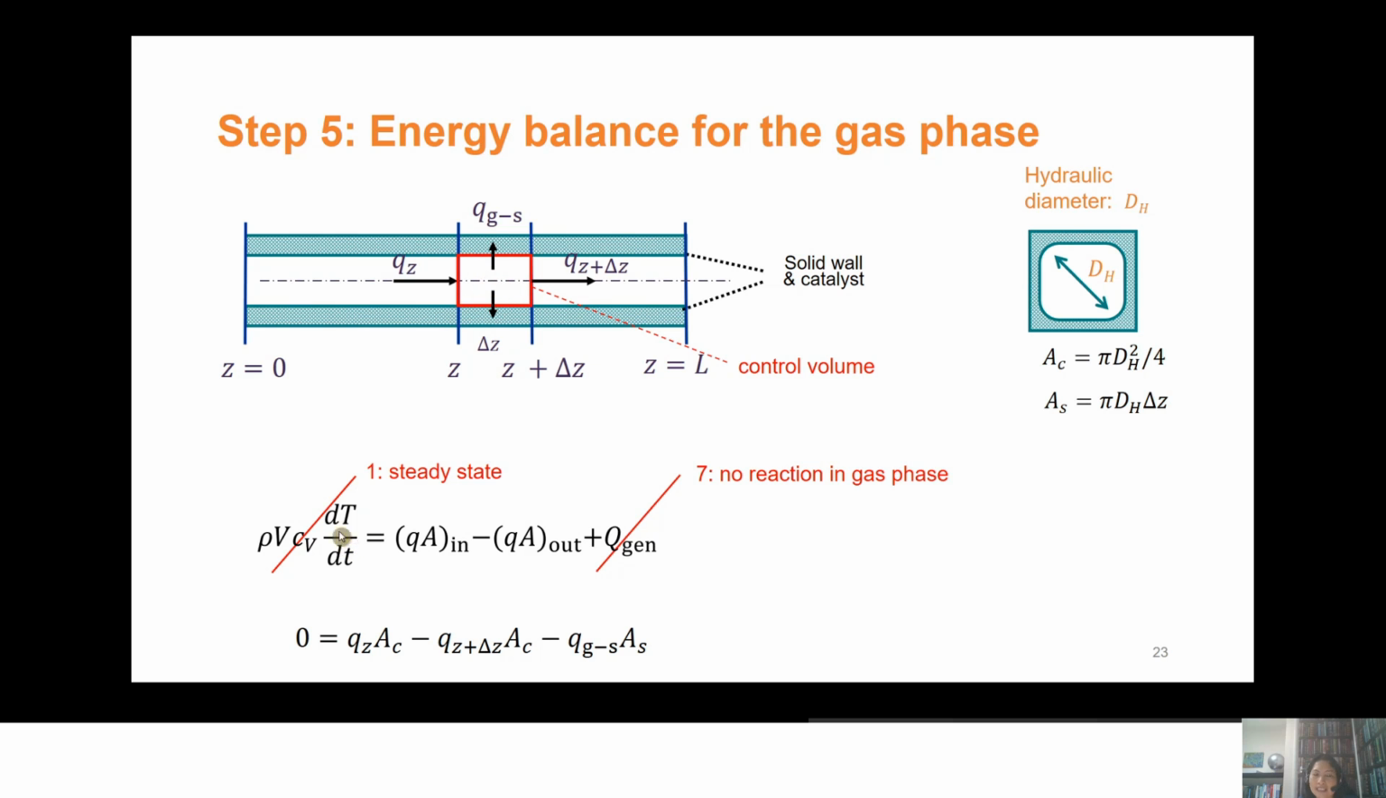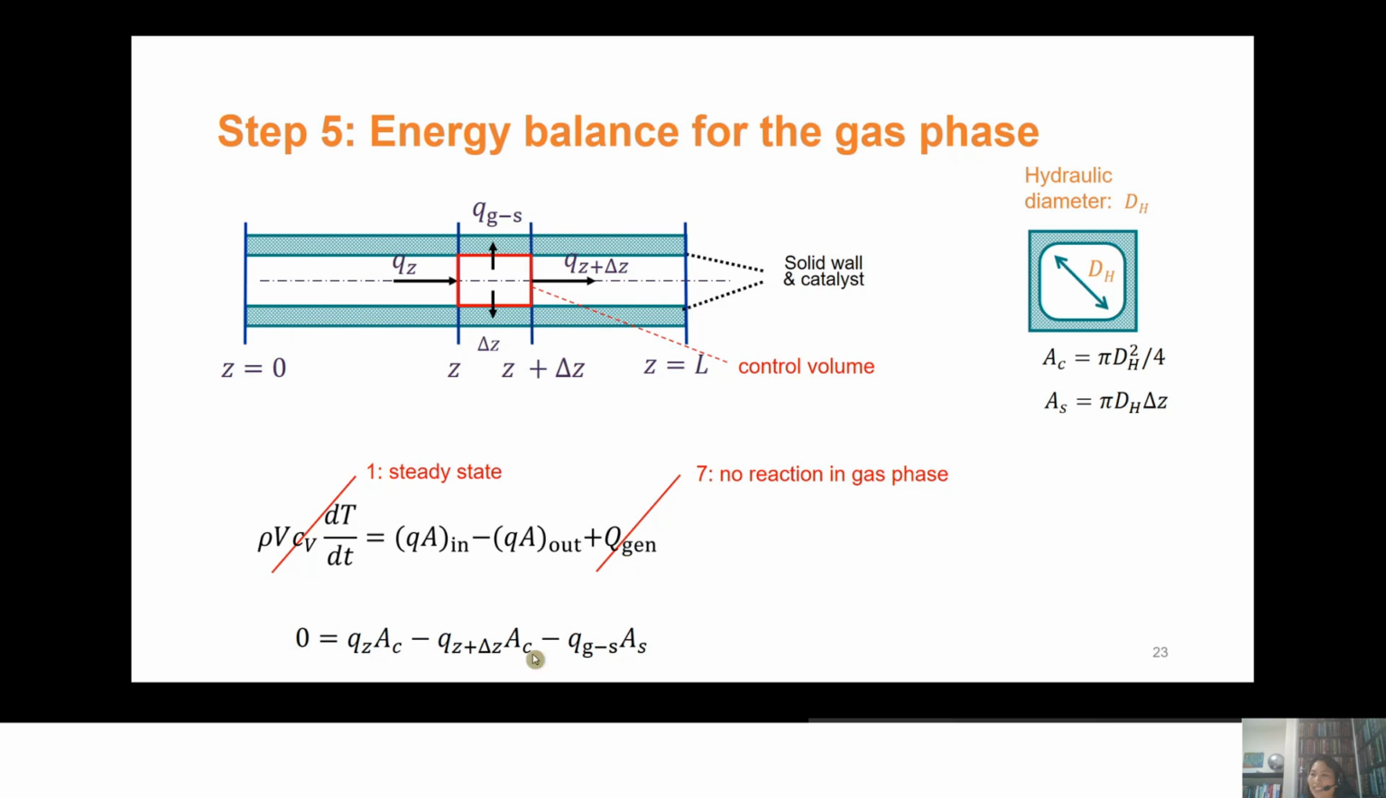Okay, so as always, start with the general dynamic energy balance, and start applying assumptions. So assumption 1, it's a steady state, so we can drop the accumulation term. And then there is no reaction in the gas phase, assumption 7. So drop the generation term.